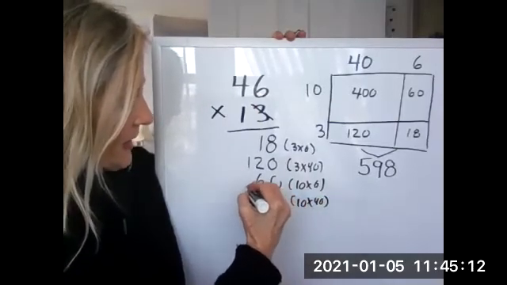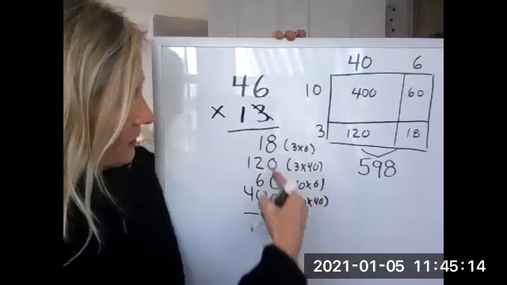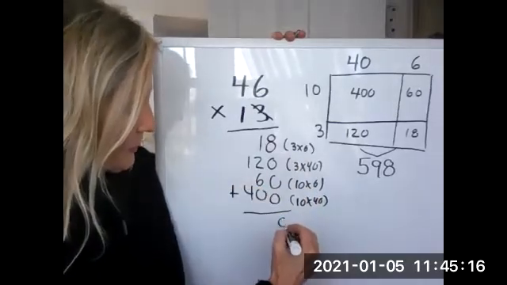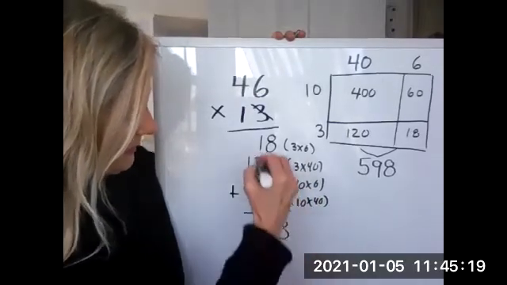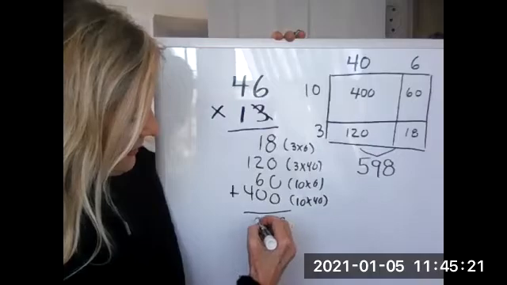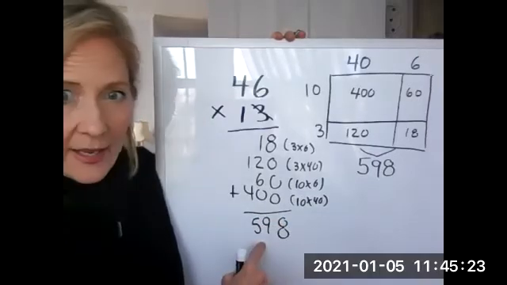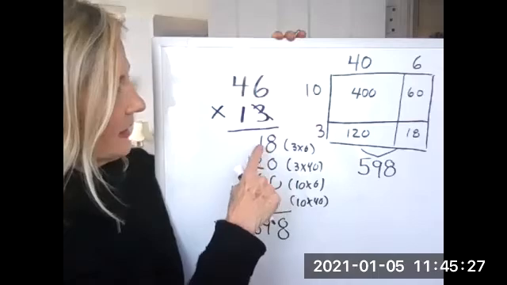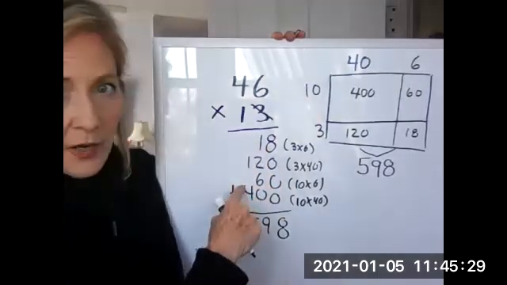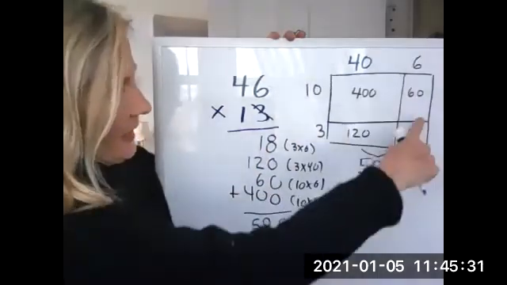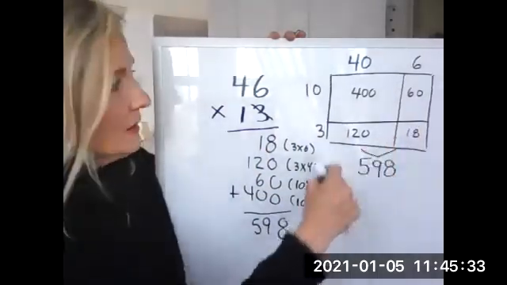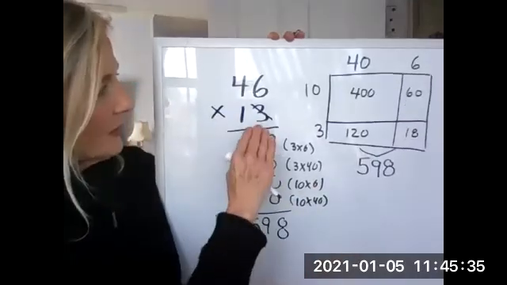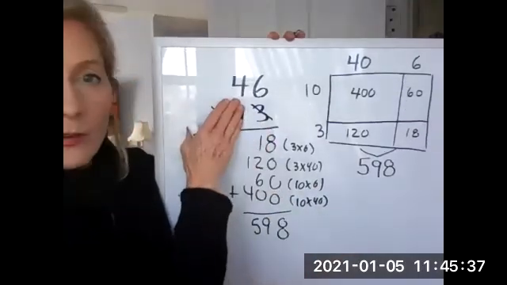I want to make sure my columns are lined up. That's going to be super important. 8, 9, 598. And I get the same product as I did here. And you'll also see that each one of these 4 partial products also showed up when I did the open area model.